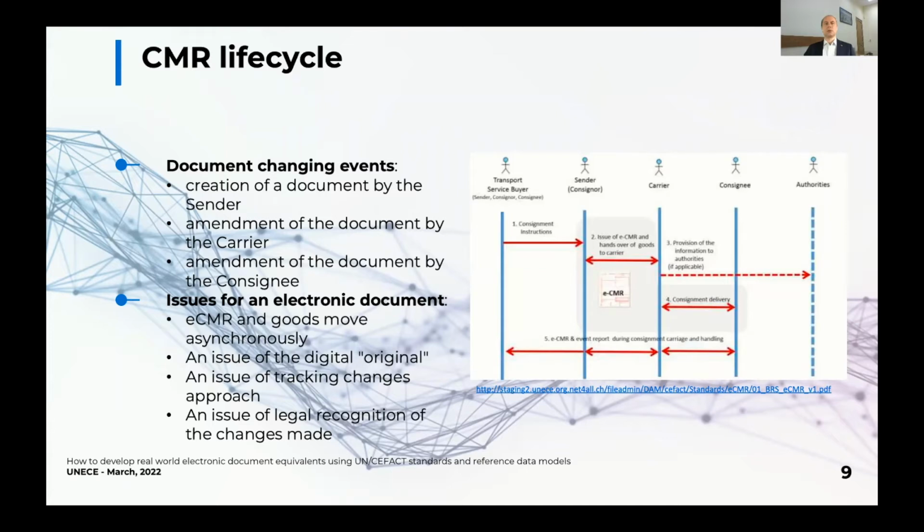Another important element of business analysis is how changes are made to and tracked in a document during its life cycle. In the figure, you can see a UNECE life cycle for CMR. At least three parties make their changes to the document during the life cycle. Creation of a document by the sender or the transportation service buyer; amendment of the document by the carrier, with information about the lorry, the driver's name, the fact of acceptance of the cargo and comments on its condition, and the driver's signature; amendment of the document by the consignee, with delivery information, the fact of acceptance of the cargo and comments on its condition, and the signature of the consignee.